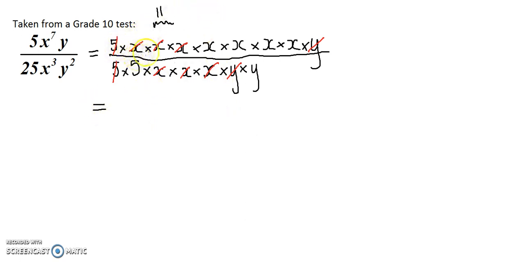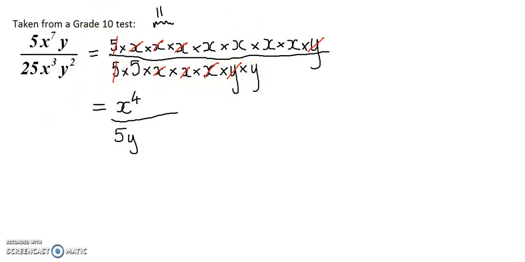So we don't have a 5. We have 4 x's multiplied by each other. So x to the power of 4. And we don't have a y. Now on the bottom, we've got 5 times y. Those are the only things that are left down there.